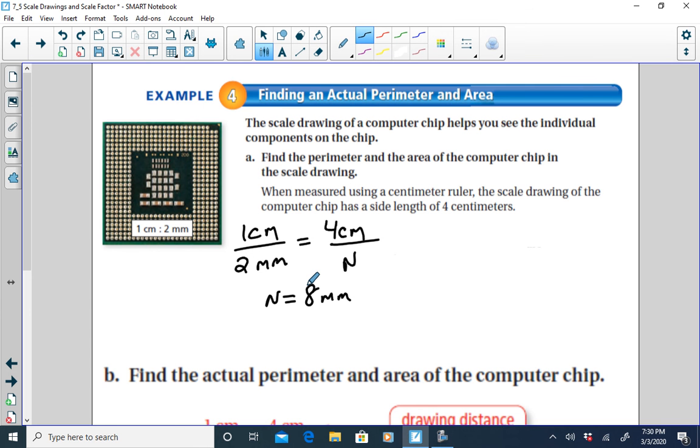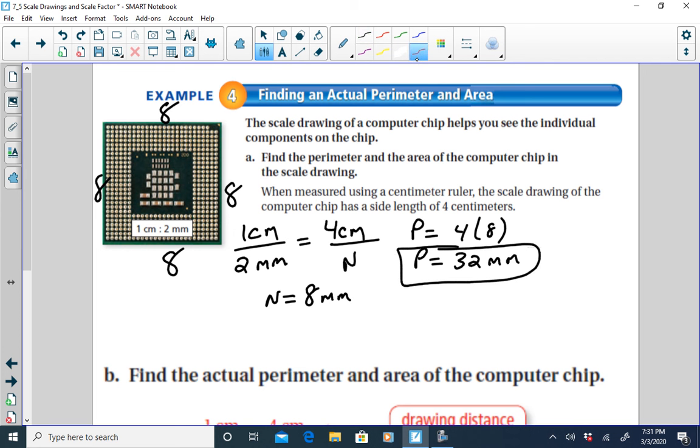So if we're looking for the perimeter and the area, let's do that. The perimeter then is going to be equal to, because it's a square, all of these sides are going to be 8. So the perimeter is going to be equal to 4 times 8. So the perimeter is going to be equal to 32 millimeters. That's the perimeter.